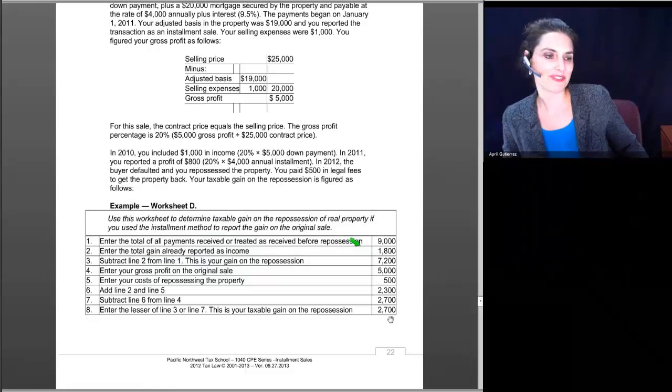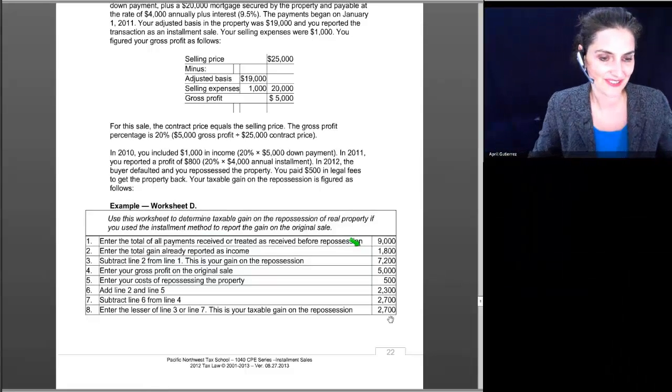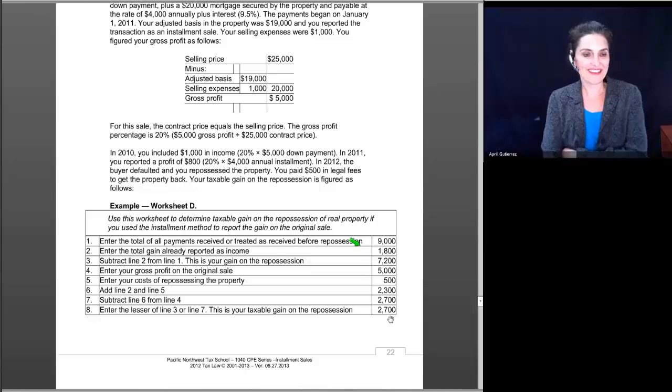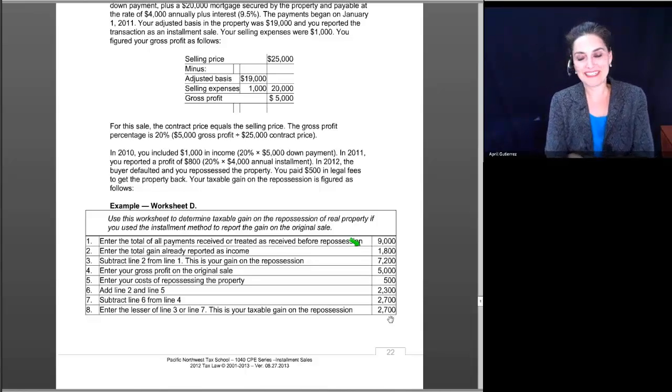Took me a bit of understanding this too, and I'm reading through the instructions in Publication 537 on this. The first time I read it, I didn't get it. I had to read it, refuse to understand it for a few hours, and then go back to it. And once I went back to it, it made sense.